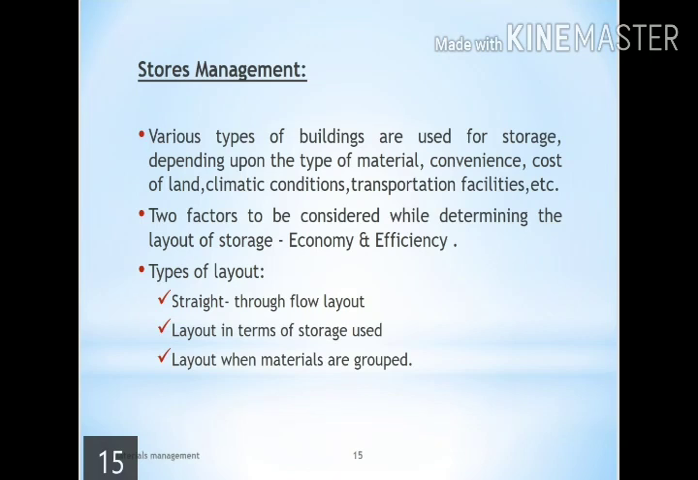conditions of storage. The main important factors to be considered while storing these materials are that economy and efficiency should be maintained. There should not be too much waste of space, time and labor; that is, the workflow should be maintained without any hindrance for removing, storing and inspection. By taking this into account, there are several possible storage layouts. Some of the types are straight through flow layout, and layout when the materials are grouped together. The main important thing is that an item should be found whenever necessary.